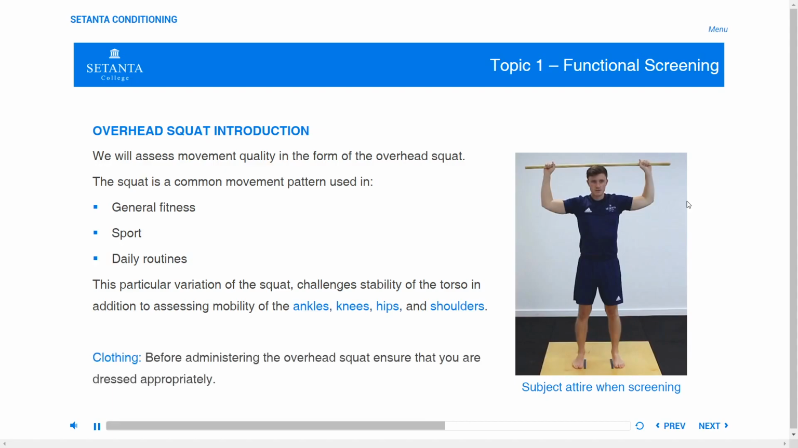Clothing. Before administering the overhead squat, ensure that you are dressed appropriately. For males, this can be shorts and a singlet or t-shirt. For females, shorts or leggings and a t-shirt are suitable. We recommend that you remove your footwear prior to screening. This allows for greater standardization between tests and will illustrate key compensations that footwear may conceal.